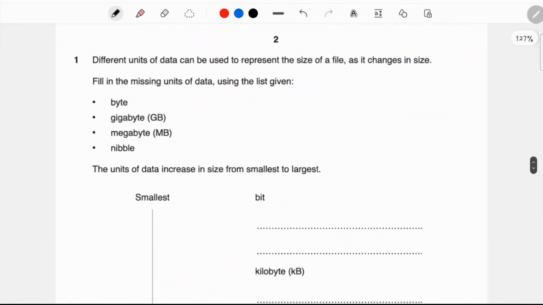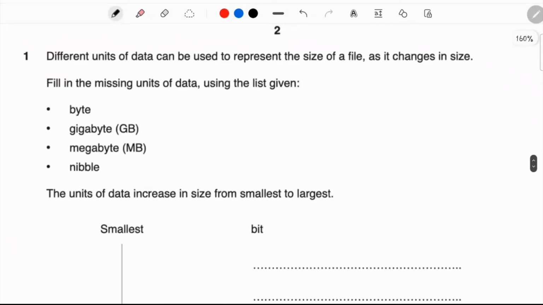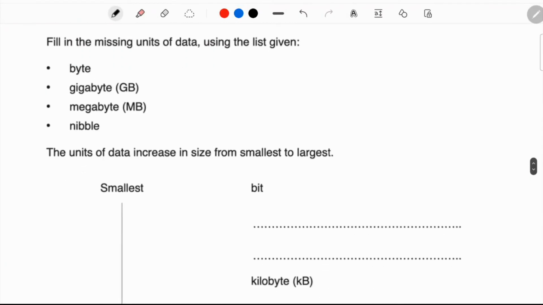Let's move on to the next question. Different units can be used to represent the size of a file as it changes. Fill in the missing units. Okay, we've done this. Bit. Now, what's a nibble? You see, a bit is, for example, an 8-bit is something like this.